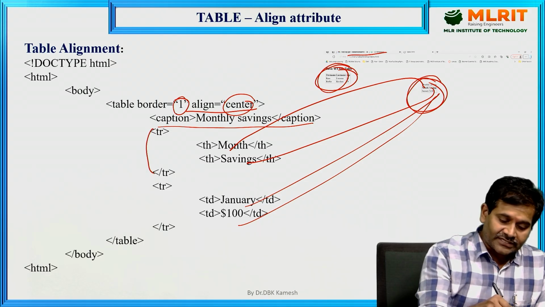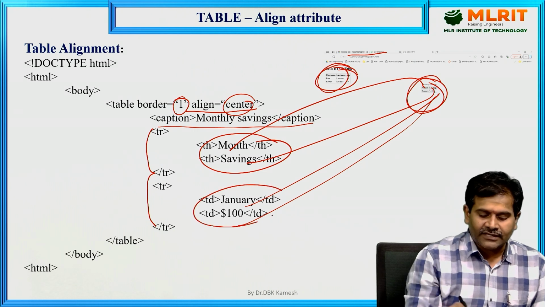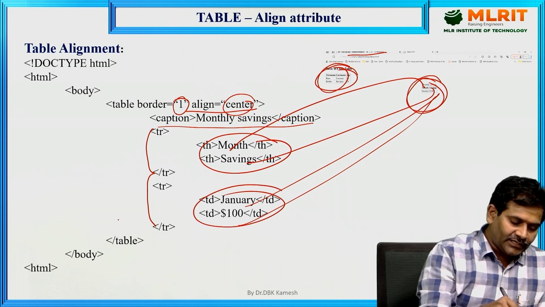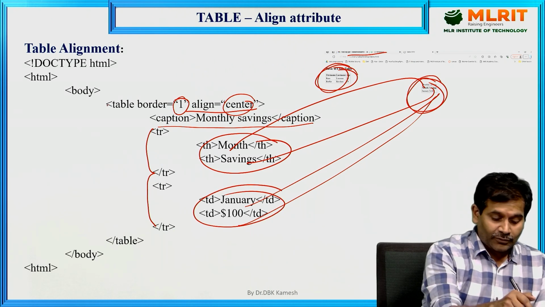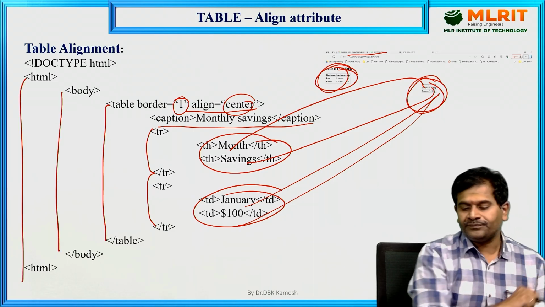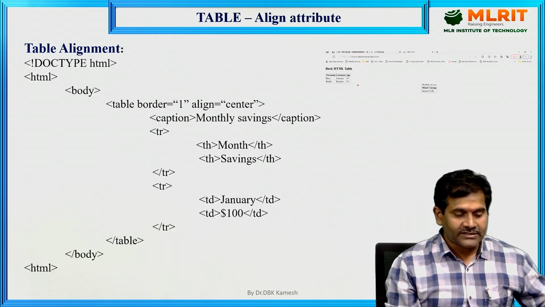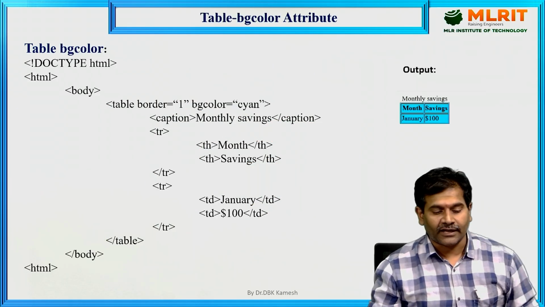Then this is a TR, this is a TR. So these two are header cells. These are the table data, right? Again, table close, body TR close followed by table close, body close, HTML close. This is the order. Then the final output looks like this. This is the output of the particular align attribute.